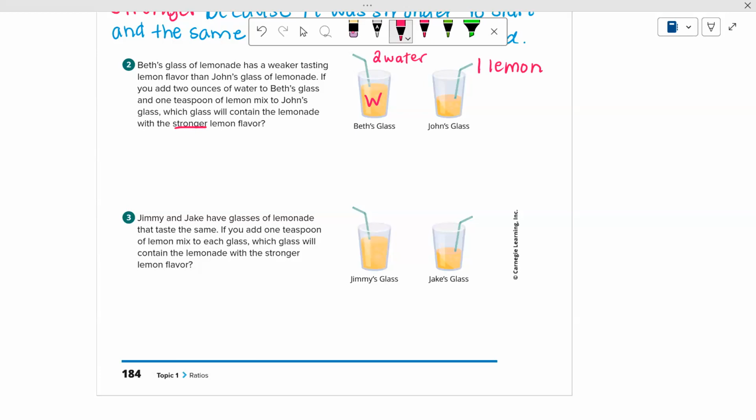Well, hers is already weaker. And then you're adding water to it, which dilutes anything. Adding water to any kind of liquid will make it have a weaker taste. So it stands to reason, using our qualitative reasoning, that John's glass is going to be stronger. So John's glass is stronger. John's glass is stronger than Beth's glass.